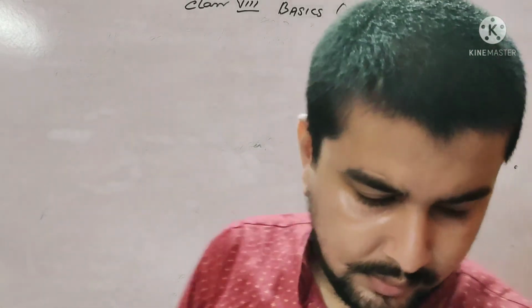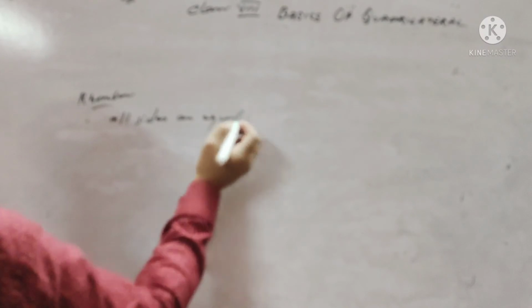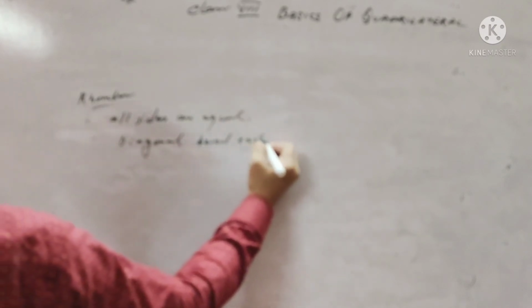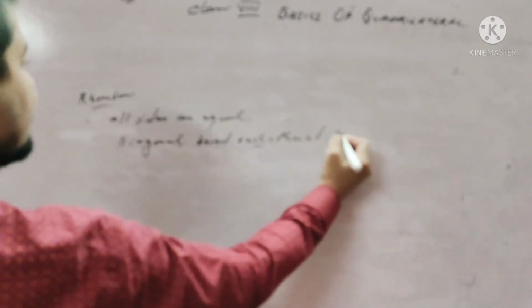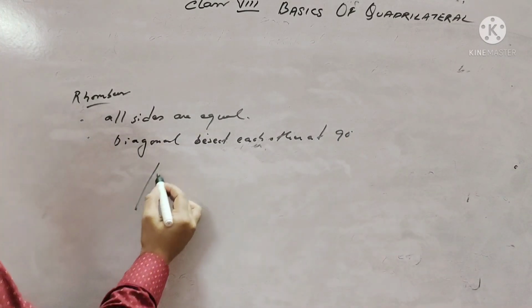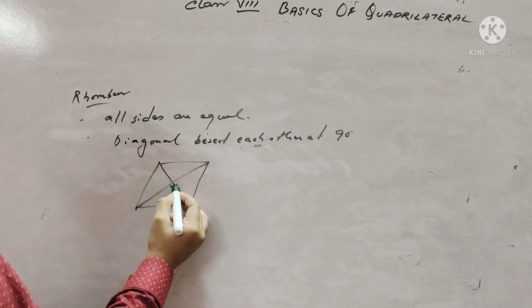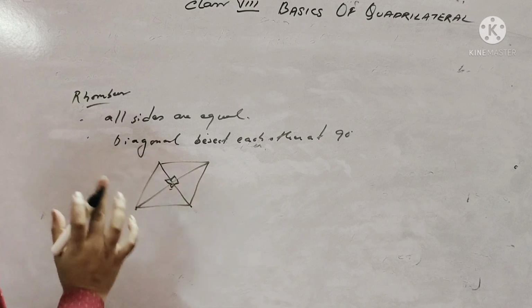Now write the features of a rhombus. Number 1, all sides are equal. Number 2, diagonals bisect each other at 90 degrees. This is a rhombus. All sides of a rhombus are equal and diagonals bisect each other at 90 degrees. Here 90 degrees is formed.